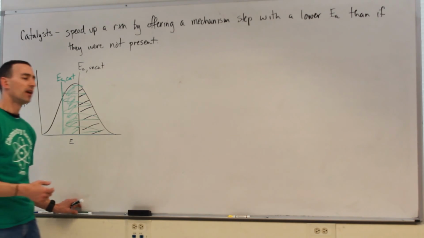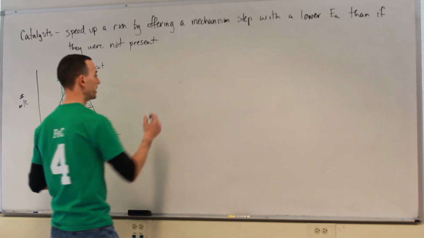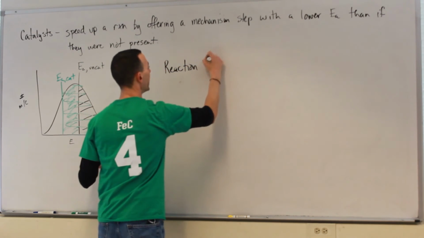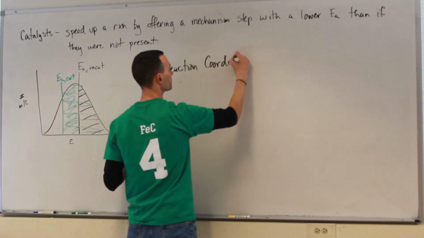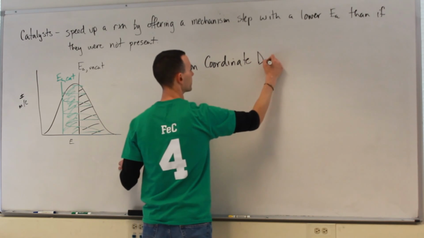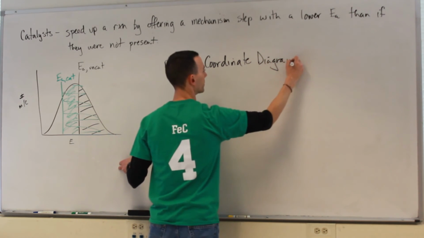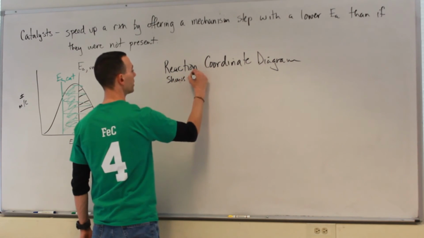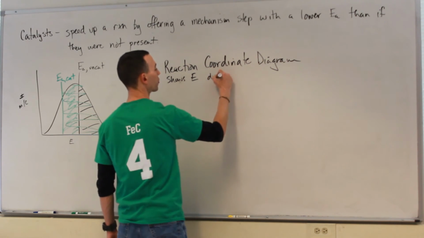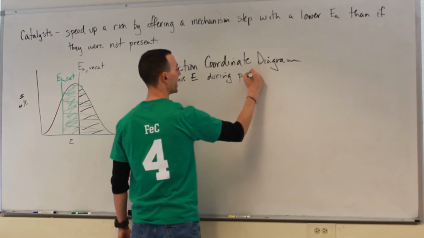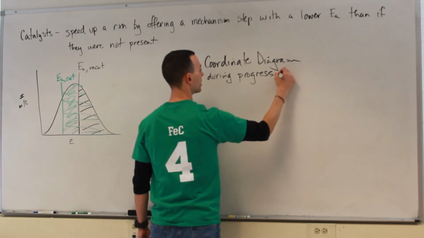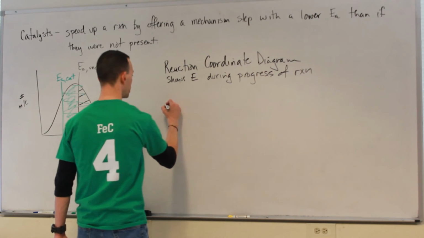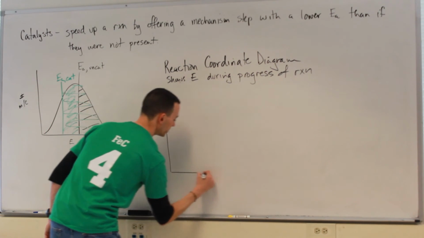A different way of understanding what's happening here would be to use another diagram that we frequently like to invoke, which is called a reaction coordinate diagram. A reaction coordinate diagram shows the energy during the progress of a reaction. Not quite the same thing as time, but rather internally what's happening during the reaction.